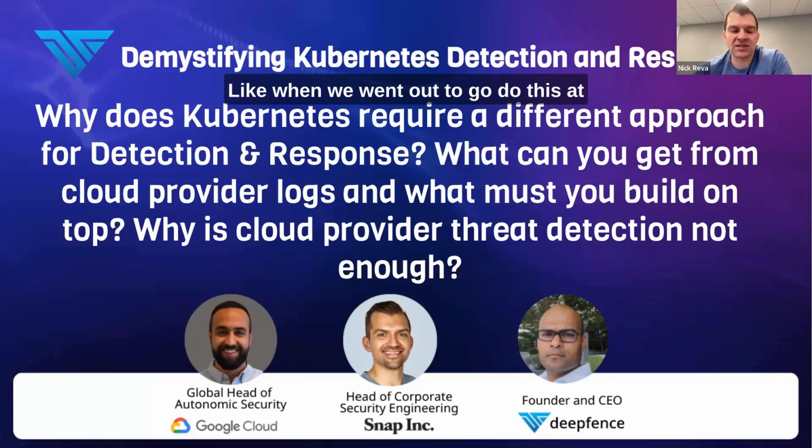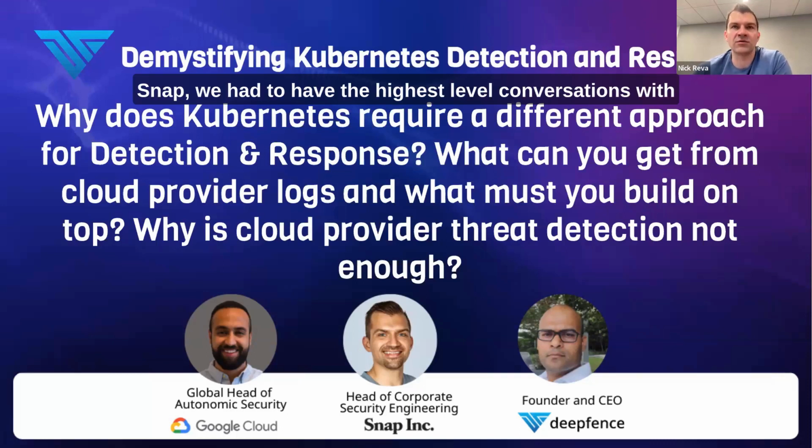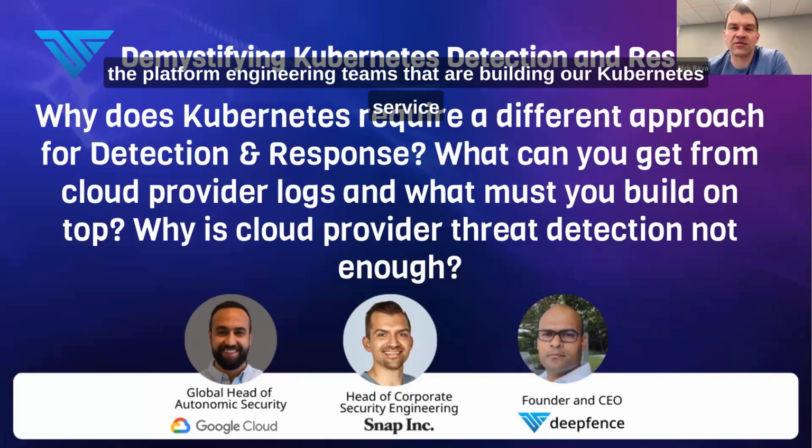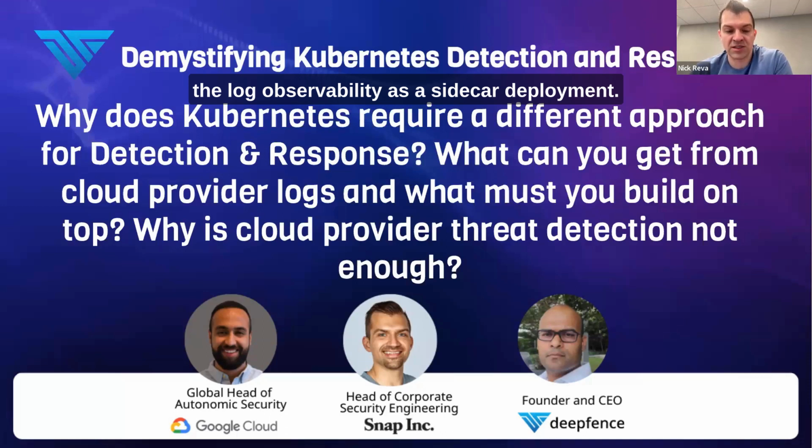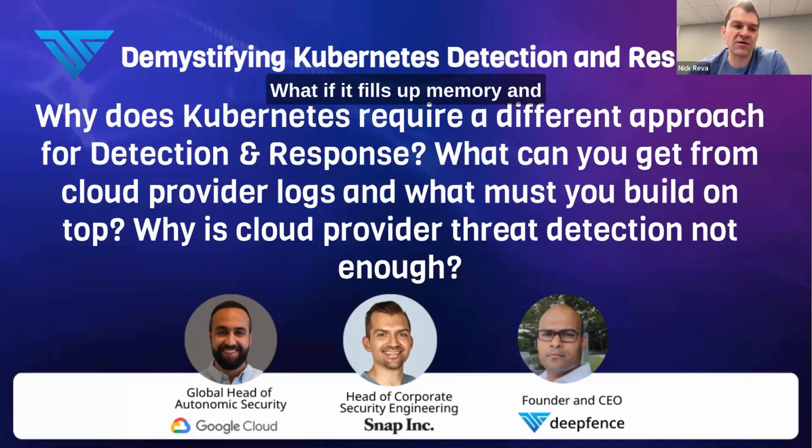Like when we went out to do this at Snap, we had to have the highest level conversations with the platform engineering teams that are building our Kubernetes service mesh, at the CTO level, basically describing why this is necessary, what this means, what the fault modes are, and where the big red button is if it goes wrong. Meaning the daemon responsible for log observability as a sidecar deployment: what if it fills up memory and now affects the stability of the cluster? What do we do? What's the escape path there?